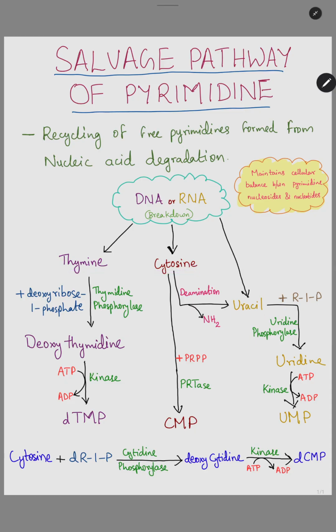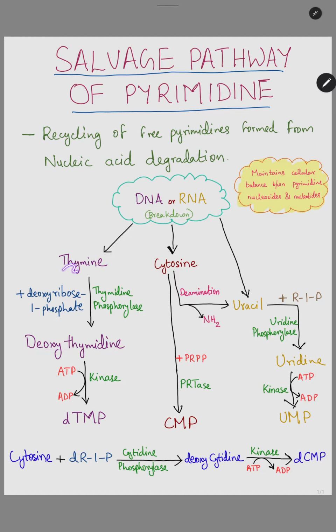So first we take thymine. This thymine gets transformed into deoxythymidine by the enzyme thymidine phosphorylase. So in this reaction, thymine gets combined with deoxyribose 1-phosphate, and it forms deoxythymidine.